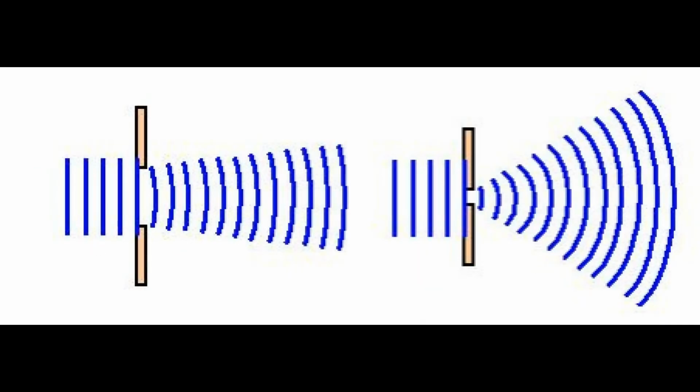The smaller the gap they pass through, the greater the diffraction will be. If the wavelength of the waves is less than the gap, diffraction will not occur. In other words, the wavelength has to be at least equal to the size of the gap for diffraction to occur. Diffraction can be very useful. For example, due to diffraction, waves can get around buildings.